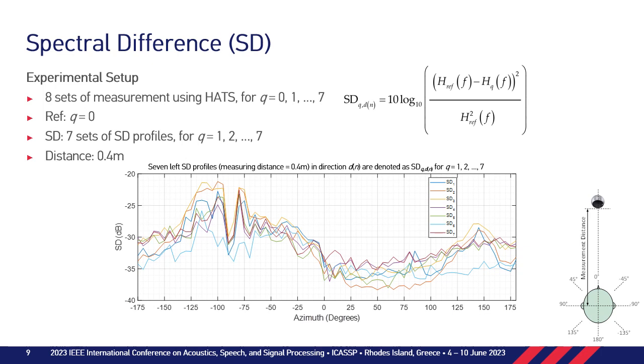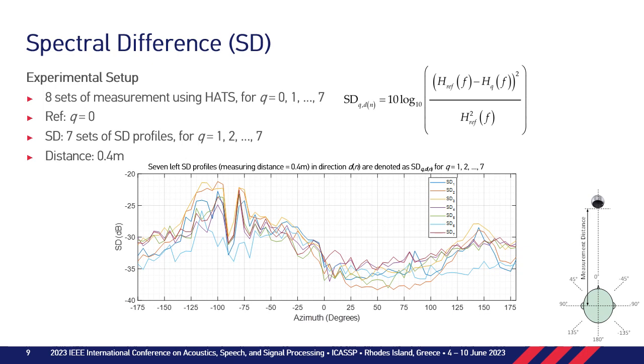Eight sets of measurements in the horizontal plane were obtained with heads, and the first set of measurements is taken as the reference. Seven sets of SD profiles were then obtained and plotted in this slide. We can make several observations from this plot. Low and high SD values are generally observed near the ipsilateral ear and near the contralateral ears respectively. The higher SD values are primarily caused by head shadowing effect and the high complexity of the contralateral HRTF, characterizing the multi-path wave scattering across the head.